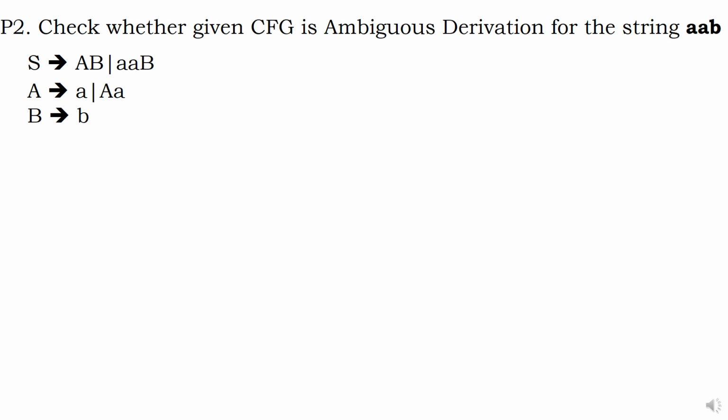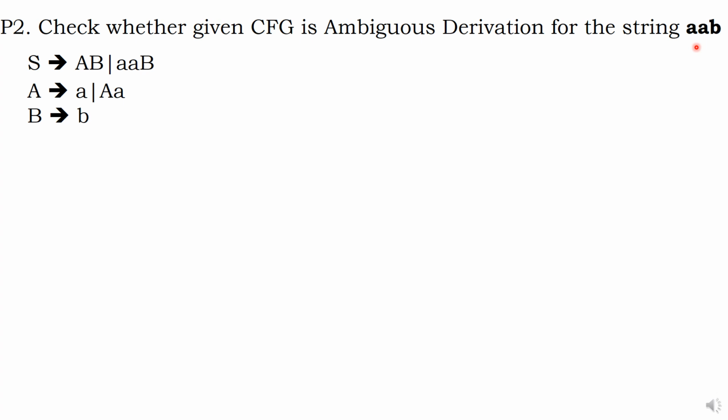Check whether the context-free grammar is ambiguous using derivation for the string AAB. In the previous problem I discussed the parse tree. I can also do derivation. Usually in the question they will mention parse tree or derivation. If they are not mentioning, you can use either parse tree or derivation as you like. Sometimes, to increase the marks, they will ask you to prove ambiguity using both tree and derivation. In the previous problem I did the parse tree, now I am going to do derivation.